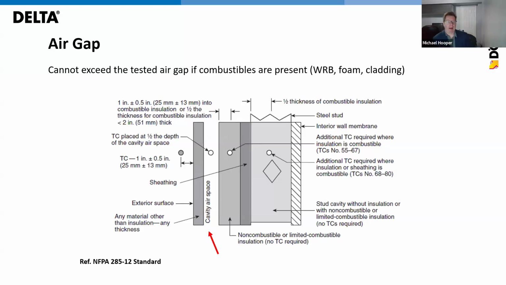As mentioned earlier, the air gap makes a big difference in the overall performance of the assembly. So the tested air gap cannot be any larger in any substitutable type assemblies. So you'll see here the thermocouple is placed halfway through the air gap. Another thermocouple in the stud cavity, another thermocouple in the continuous installation. All these things are measured and strictly controlled. Your air gap really needs to be within plus or minus half an inch.